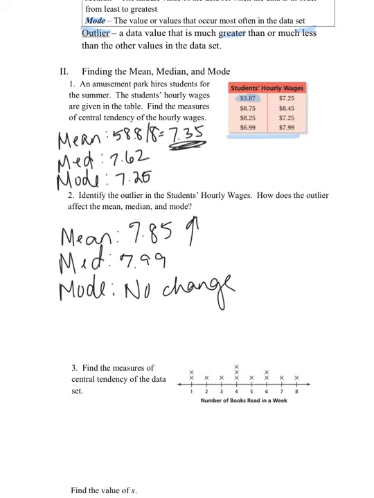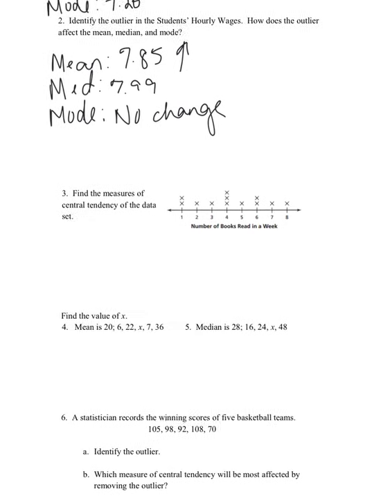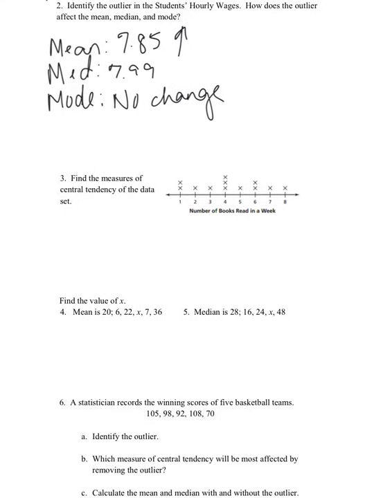So the next piece here says that you've got what's called a line plot, a dot plot. So what this means is number of books read in a week. So 2 people read 1 book, 1 person read 2 books, 1 person read 3, 3 people read 4, and so on and so forth. So this says, I want you to find the measures of central tendency of the data set. You can pause the video and find those and then check in just a second. So you can check your mean, your median, your mode for that one.